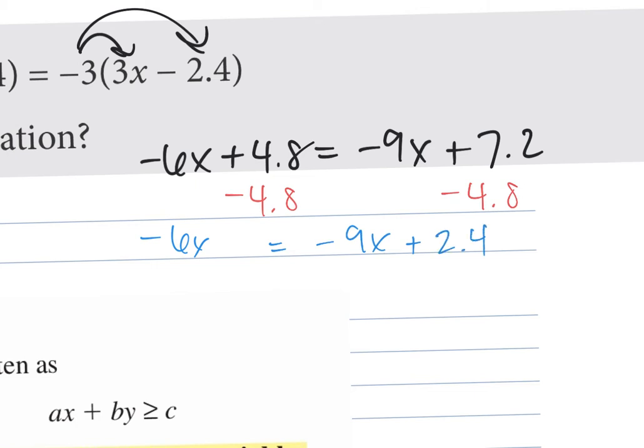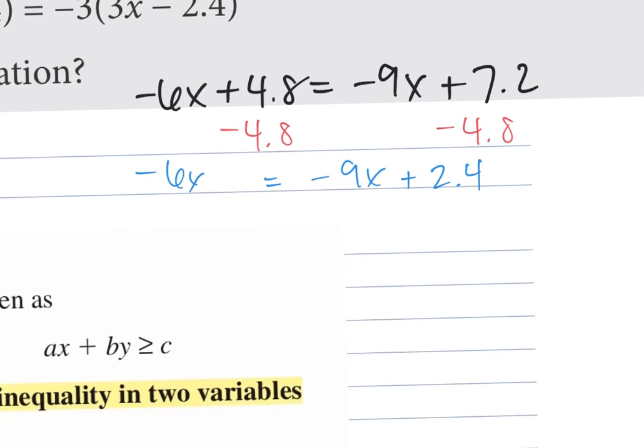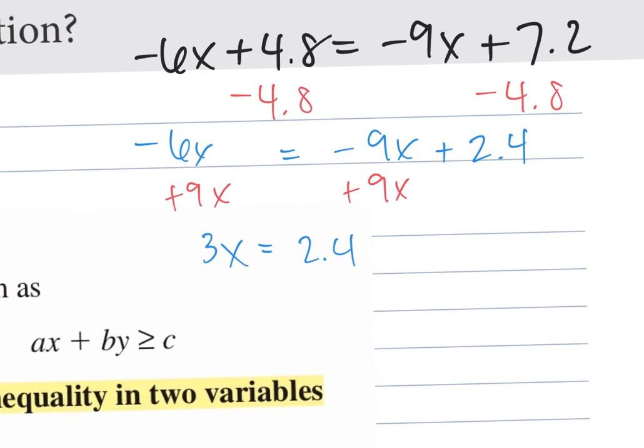Then what? Javonsky? Love it. What do you get, Javonsky? 3x equals 2.4. Good. From here, what do we do? Daniel? Divide by 3.